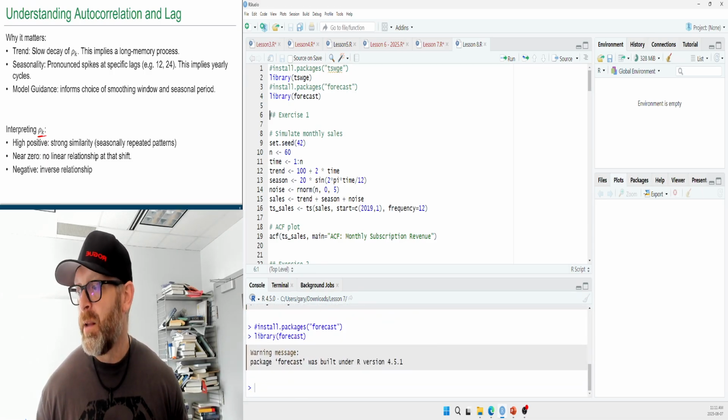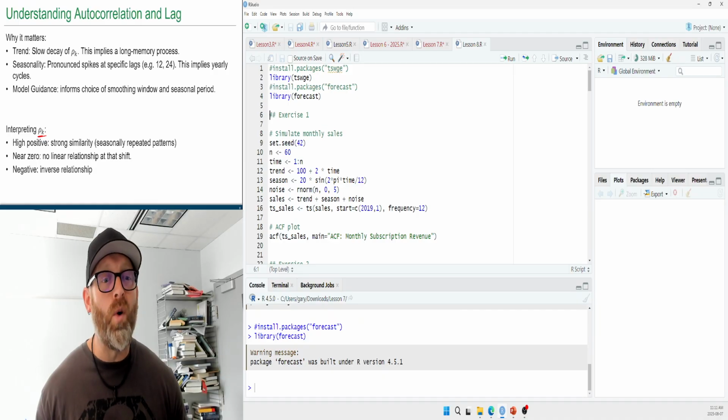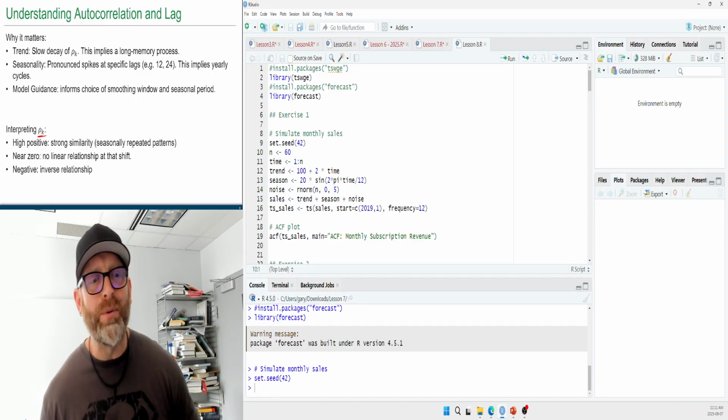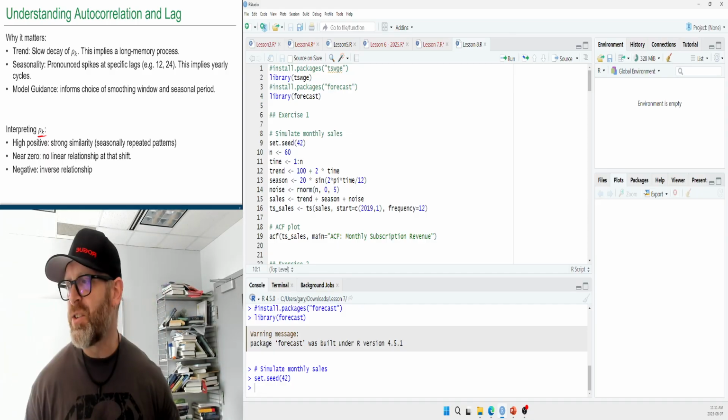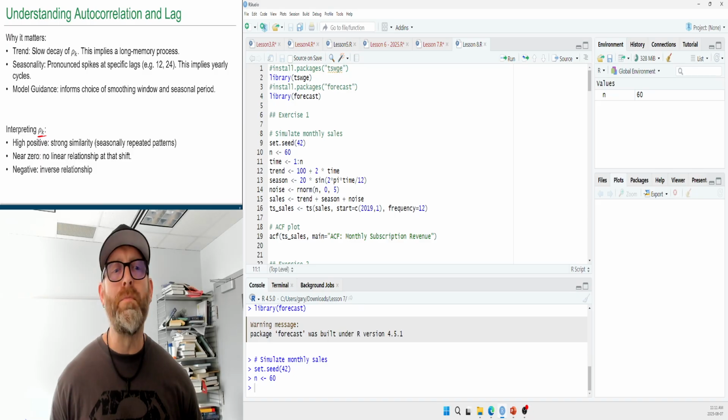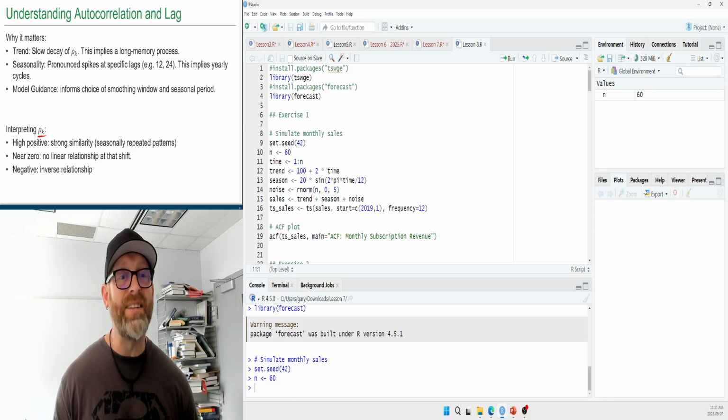There we go. All right, so the first thing I want to do is I want to generate data that is going to make up my time series here. So since I'm randomly generating data, I do want to set the seed. So my seed will be set to 42. I'm going to generate 60 data points. So n is going to be 60. Now I'm going to build a time vector, which is just going to be a sequence of going from 1 all the way up to n, so 1 to 60.